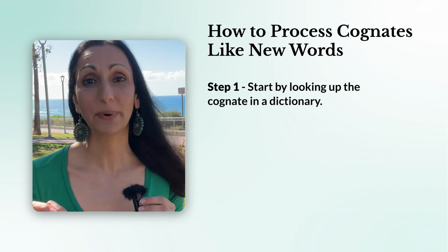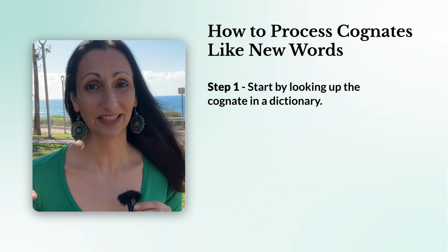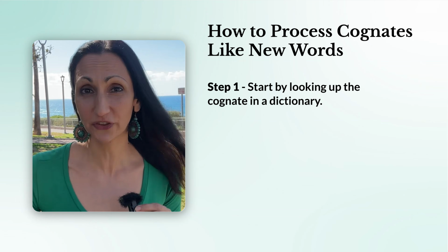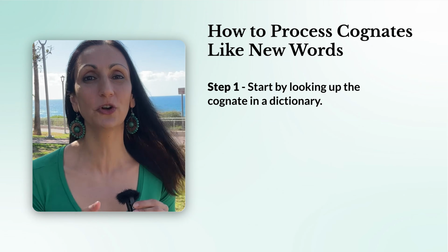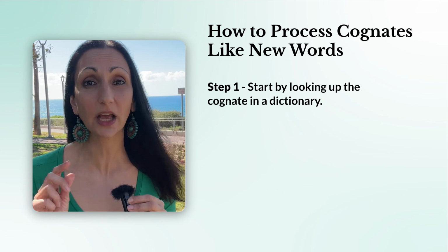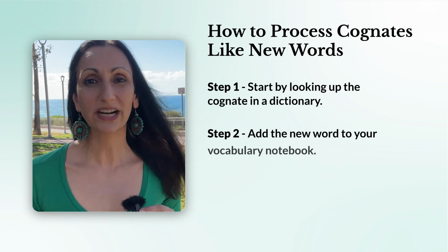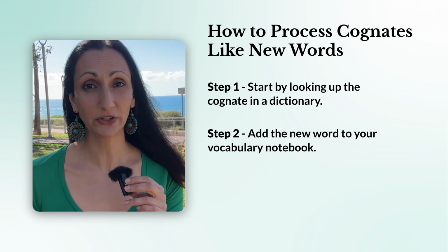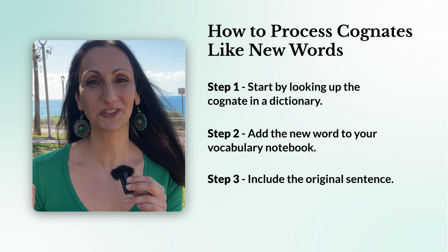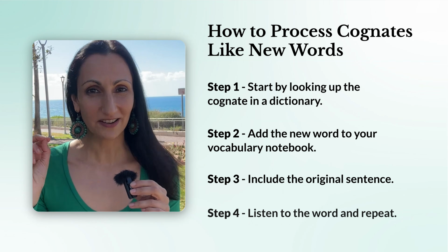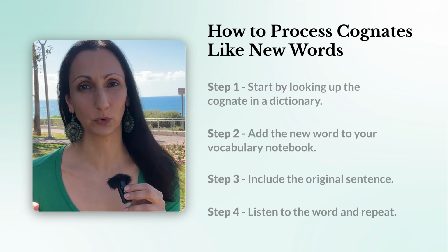Always start by looking up the cognate in a dictionary, whether it's a paper dictionary or your digital dictionary. Do not assume something is a cognate only because it looks like another word. More on this later. Write the word in your vocabulary notebook with the original sentence it came from. Then listen and repeat the word.